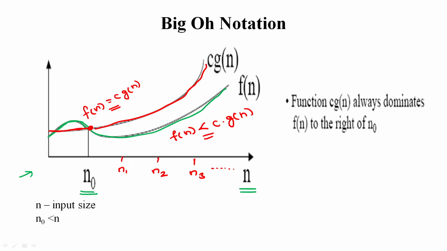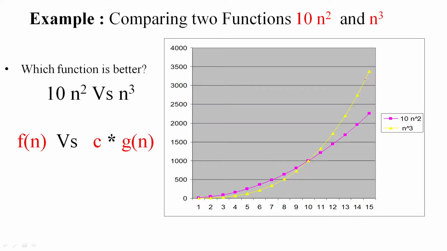So this satisfies the condition f of n less than or equal to c into g of n. If that is the case, the function satisfies the big O notation. Next, we will see one example.